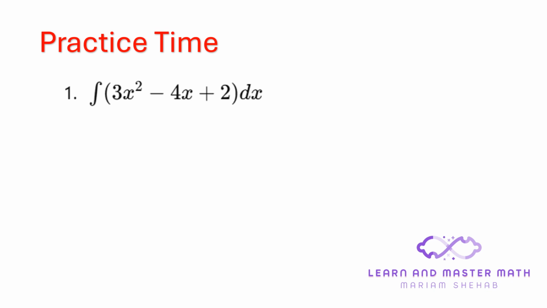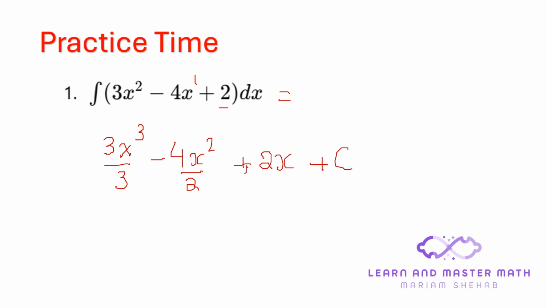Let's do this exercise together. The integral of 3x squared minus 4x plus 2 dx. Here we have to use the power rule, so it's going to be 3x cubed over 3 minus 4x to the power 1 becomes 4x squared over 2, and the constant 2 becomes 2x. Don't forget to add your c. You can simplify the coefficients here, so it becomes x cubed minus 4 divided by 2 is 2x squared plus 2x plus c.